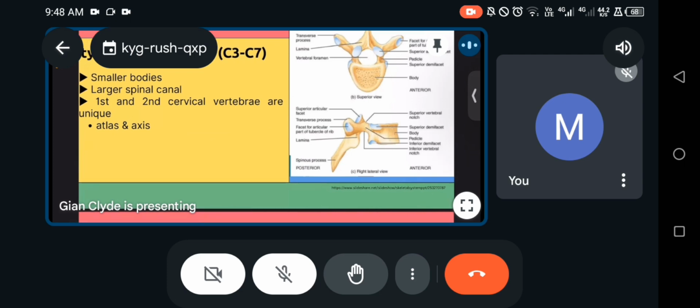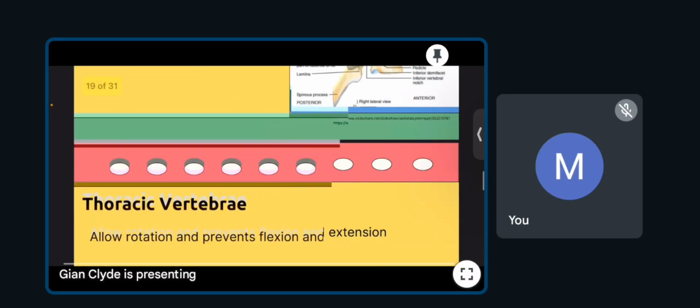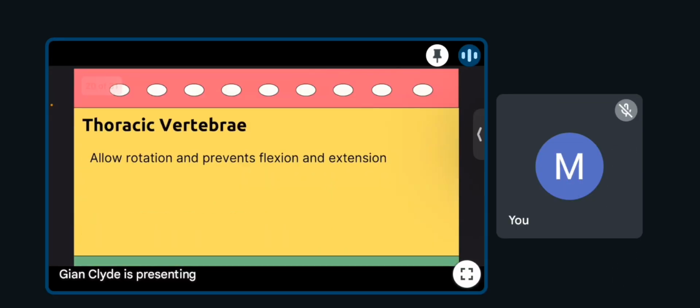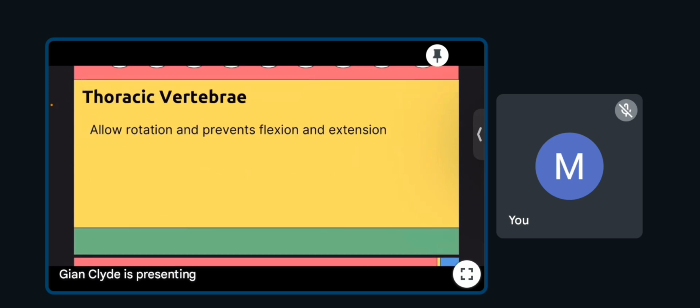The first and the second cervical vertebrae are unique, which is the atlas and the axis, which is located in our neck. Next is the thoracic vertebrae. It allows us to rotate and prevents flexion and extension.